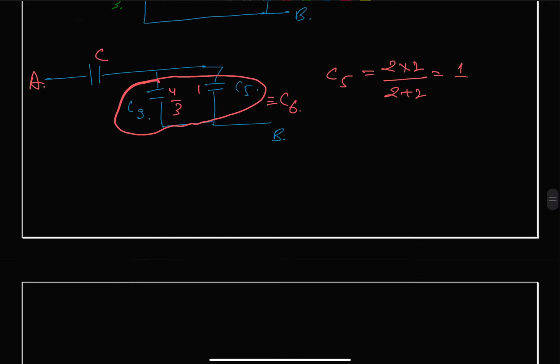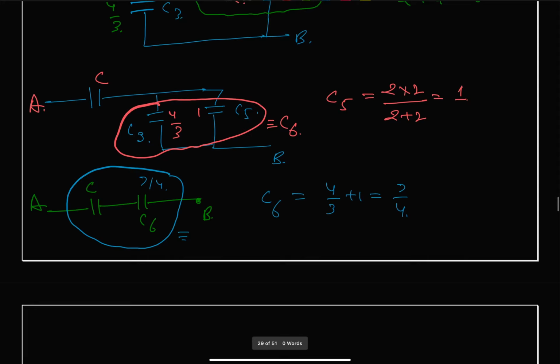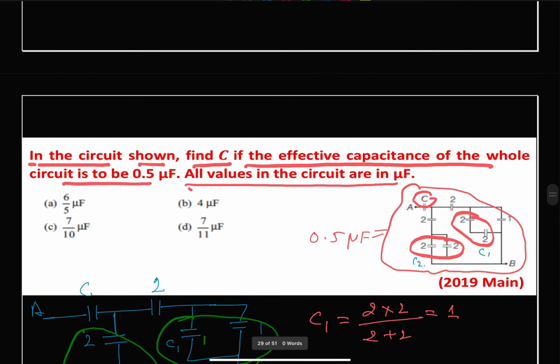So we can just redraw the figure. So this will be C, and this will be over C6. This is C, point A, as well as point B. So we can say our C6 is the parallel combination of 4 by 3 plus 1, which comes as 7 by 4. And these two are in series, and this equivalent value is given to us, and that value is 0.5.